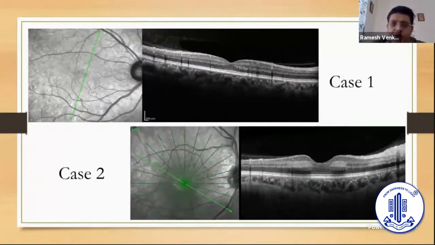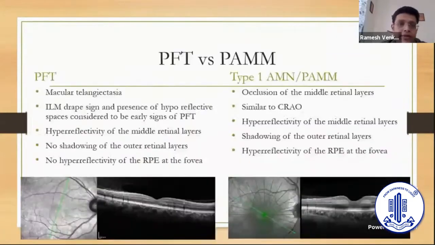But there are sometimes when you look only at the hyperreflectivity within the middle retinal layers, and you may actually diagnose cases of MACTEL as PAMM. And this is something which I did during my initial years. So I just wanted to put up this case where you had this hyperreflectivity on either side of the fovea, which you could see even in MACTEL, and you have this hyperreflectivity on either side of the fovea even in a case of paracentral acute middle maculopathy. So there is a way to differentiate between the two.